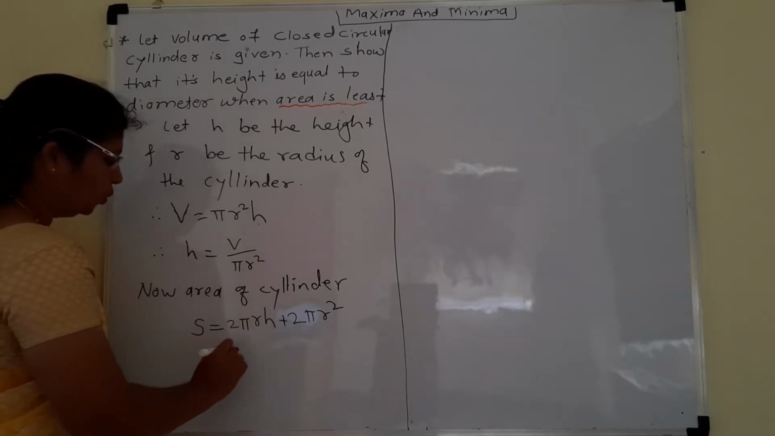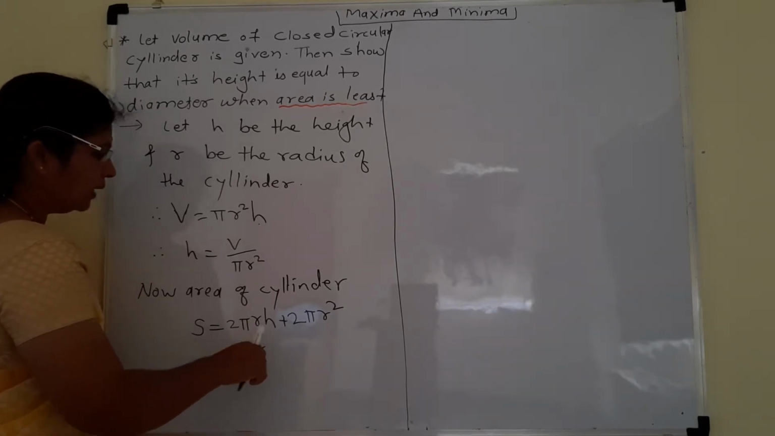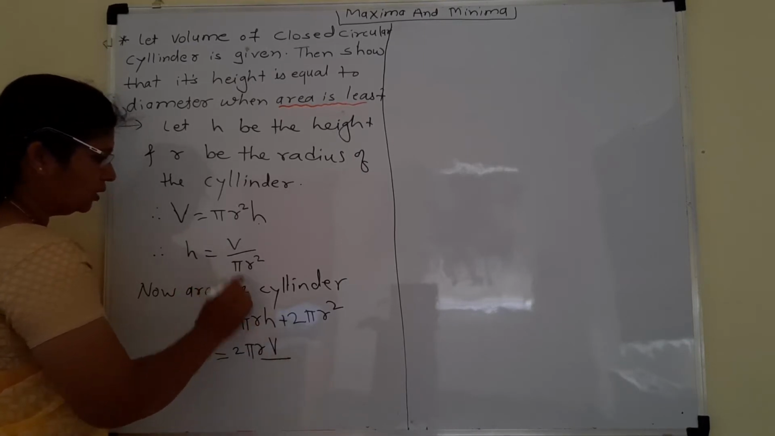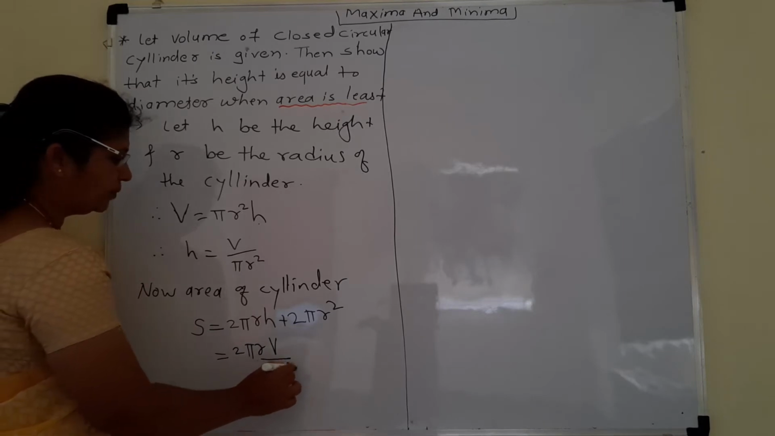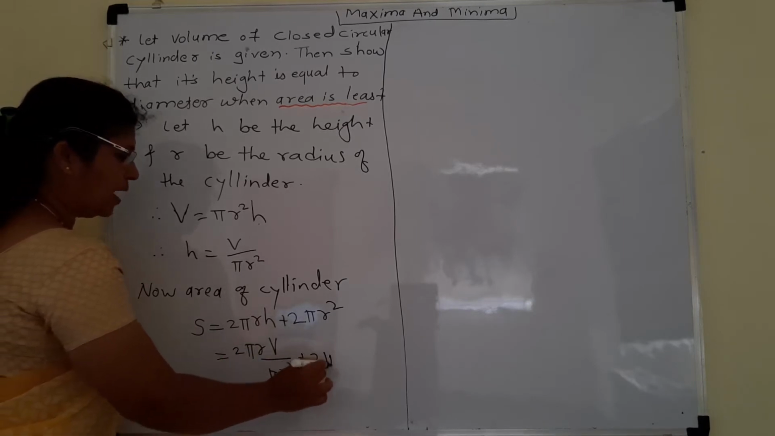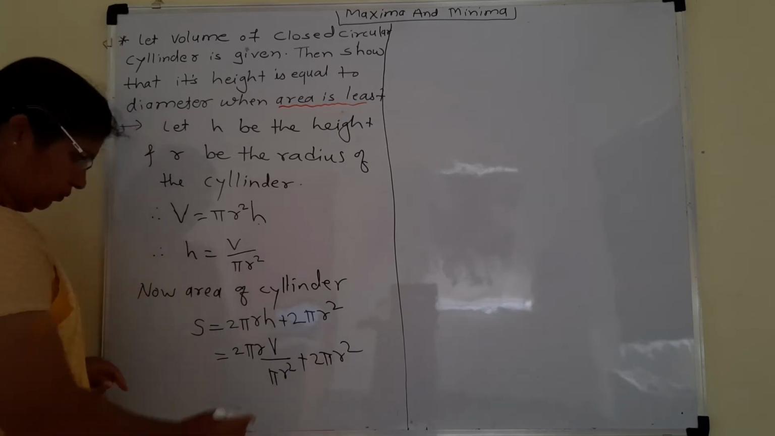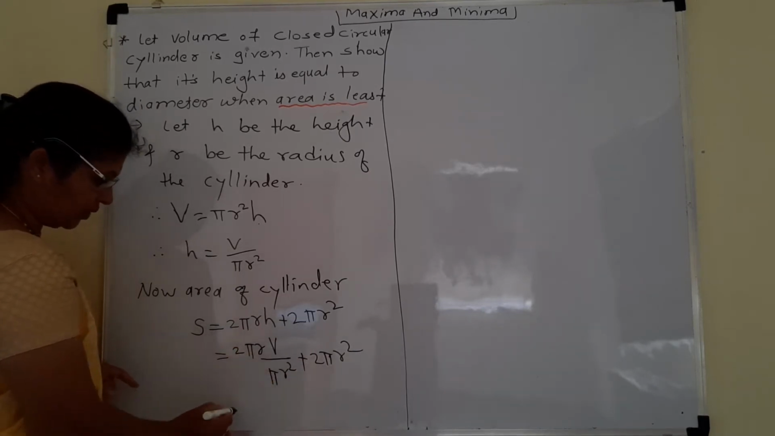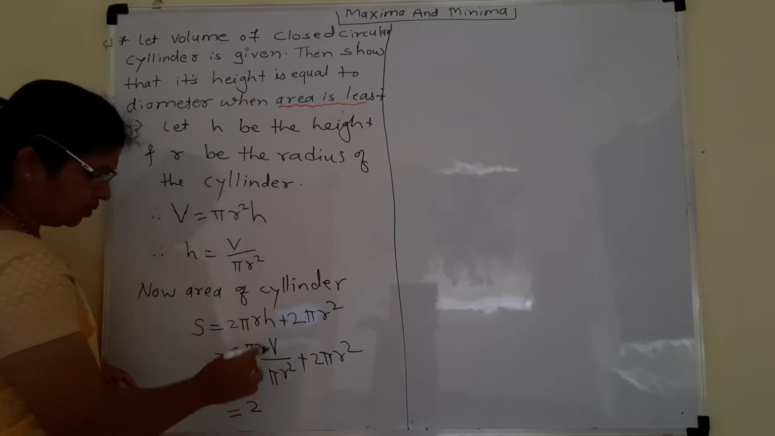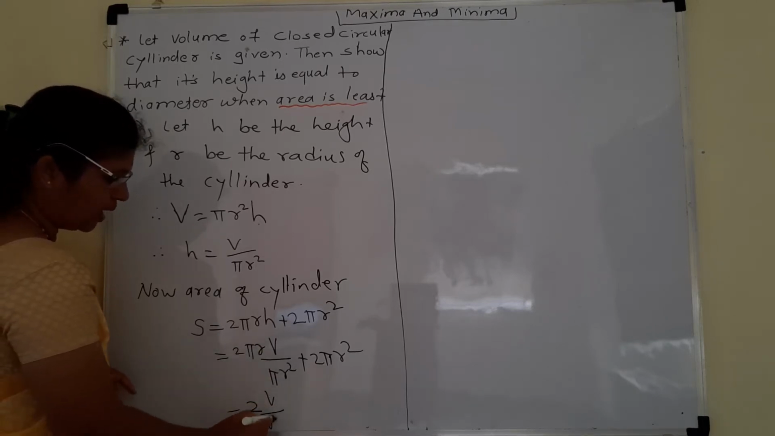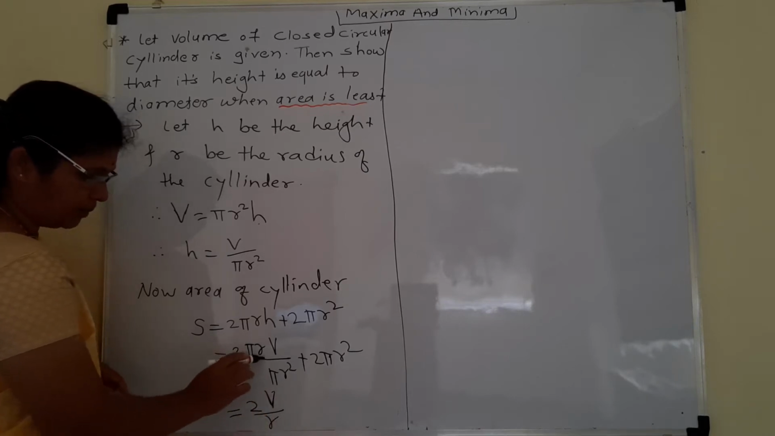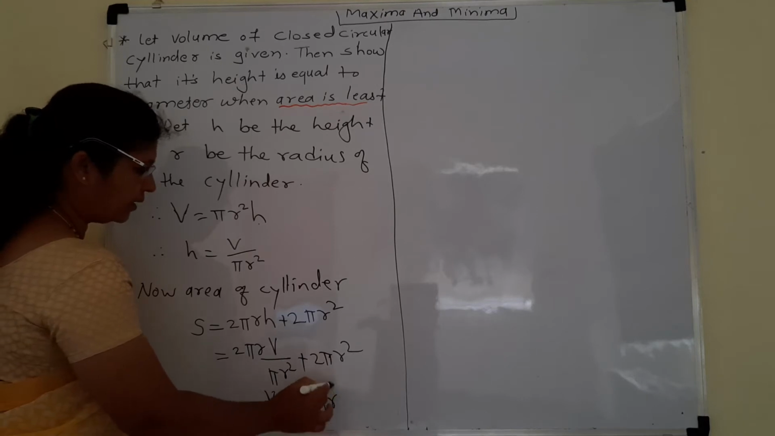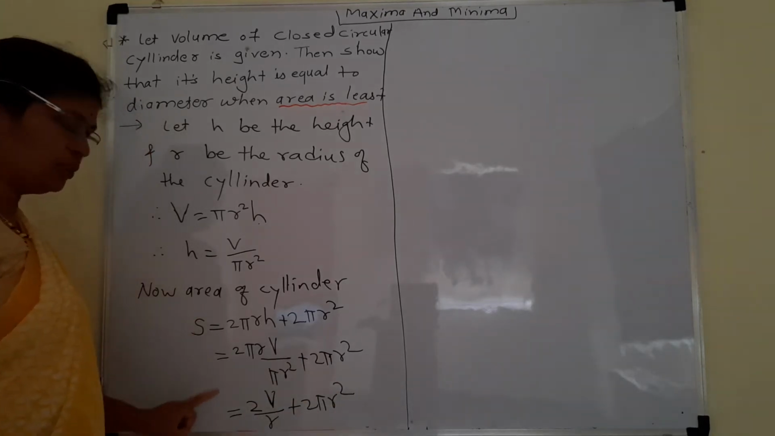Okay, so write this. s is equal to 2 pi r h. What is h? h is equal to v upon pi r square, plus 2 pi r square. Now this pi will get cancelled. r upon r square, that is 2 times v upon r. v upon r, pi r gets cancelled, plus 2 pi r square. This is our function s.